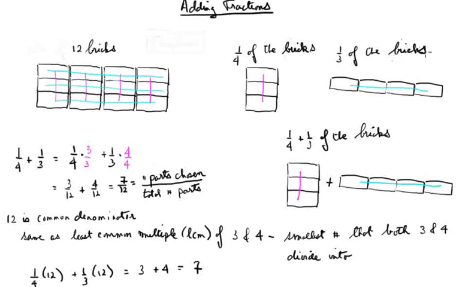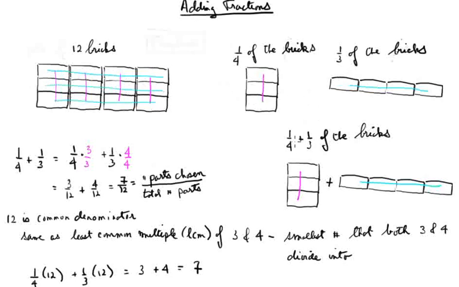I want to talk about adding fractions with a concrete example of 12 bricks, which are configured in four piles of 3 bricks in each of the piles. If I wanted 1/4 of the bricks, I could just take one of the 4 piles, like this, highlighted in magenta. If I wanted 1/3 of the bricks, I could simply take one of the rows, since there are 3 equal rows.